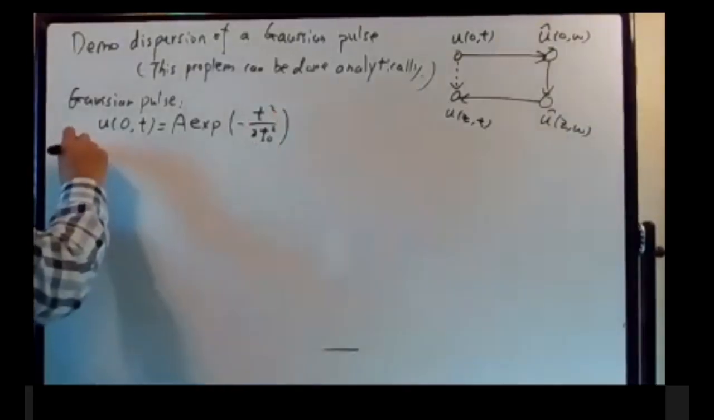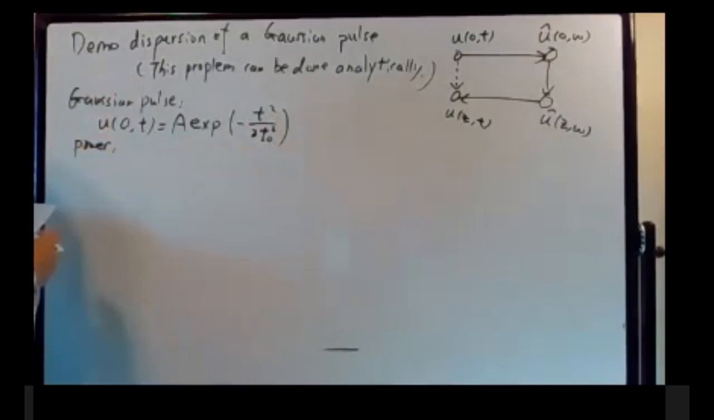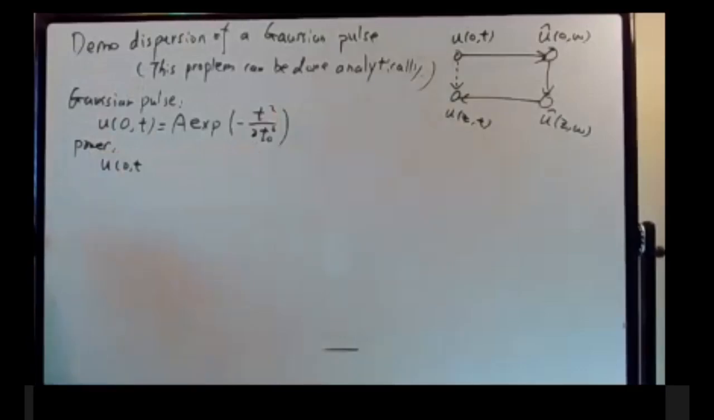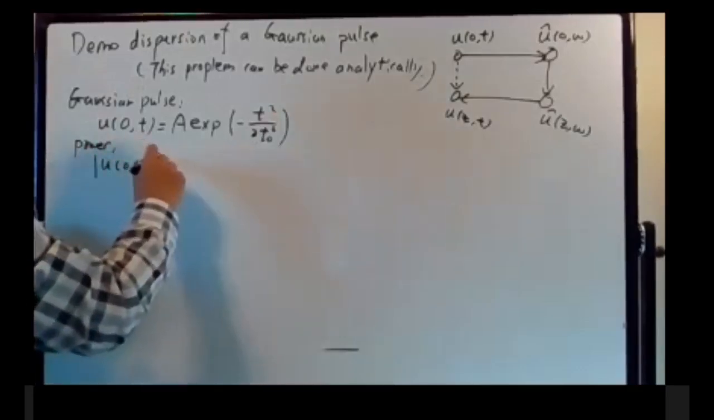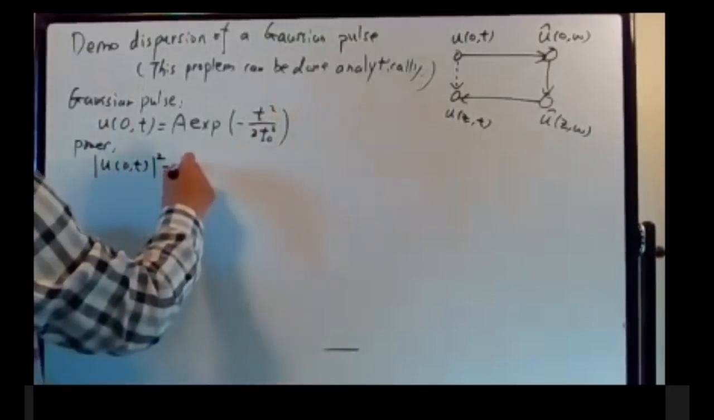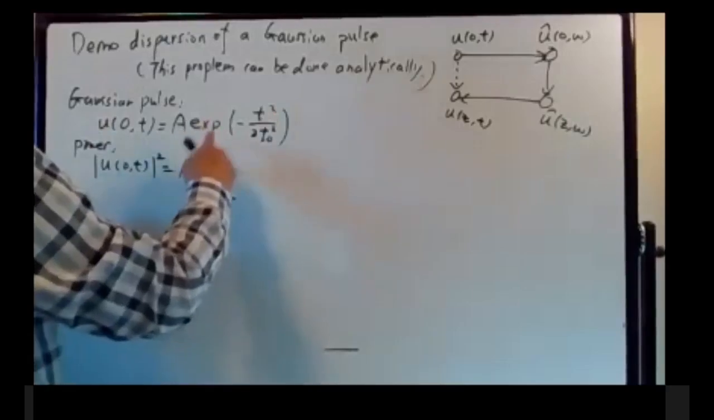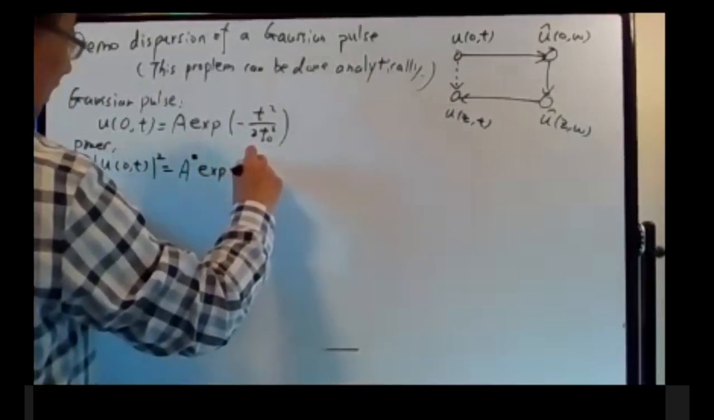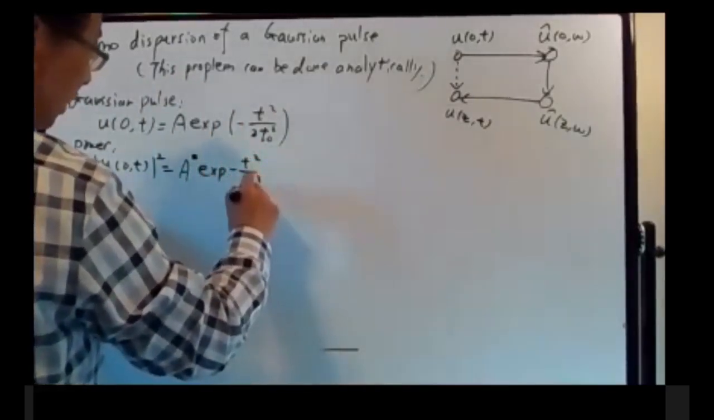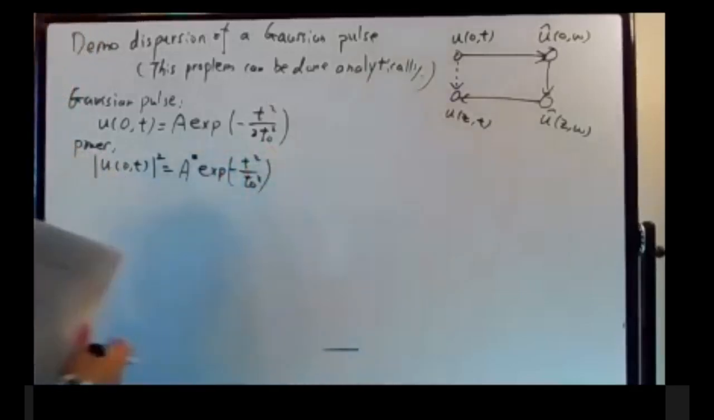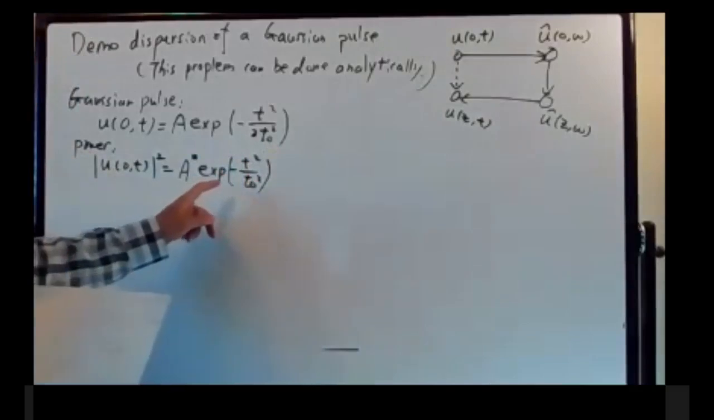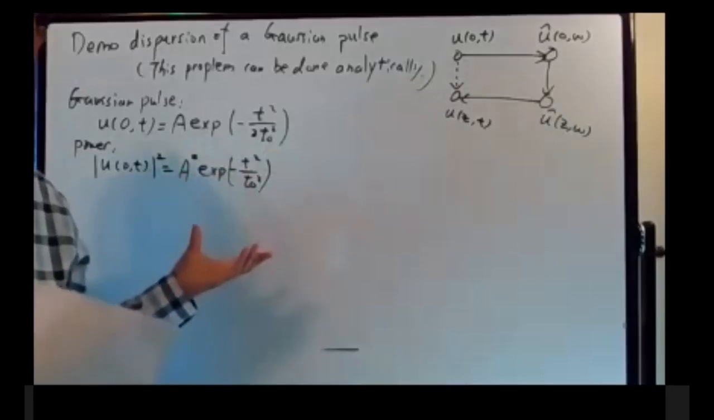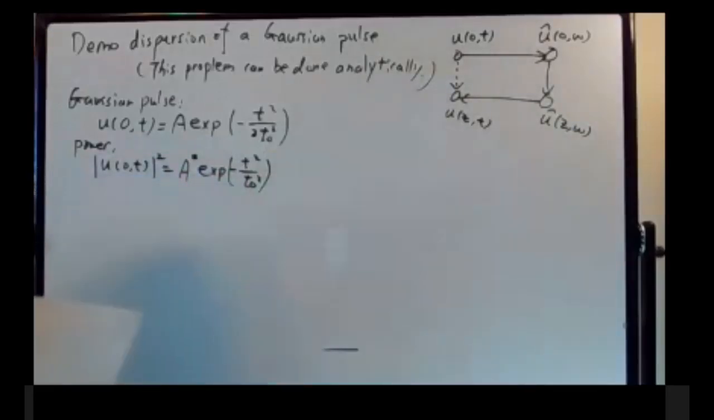Let's look at the power or intensity. So it's U0(t), and let's take the absolute value squared. So it's a squared exponential. Taking the square is basically a factor of 2, so it is exponential of negative t squared over t0 squared. And t0 basically specifies the width.